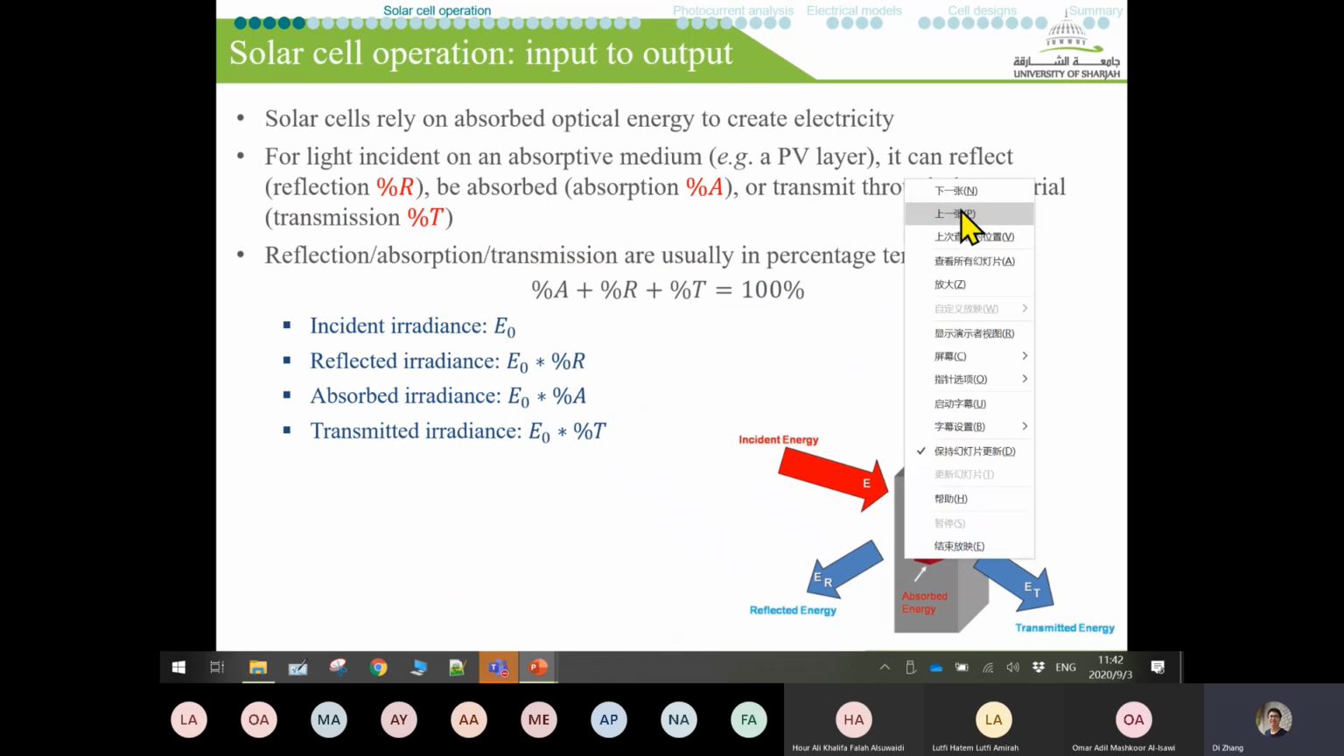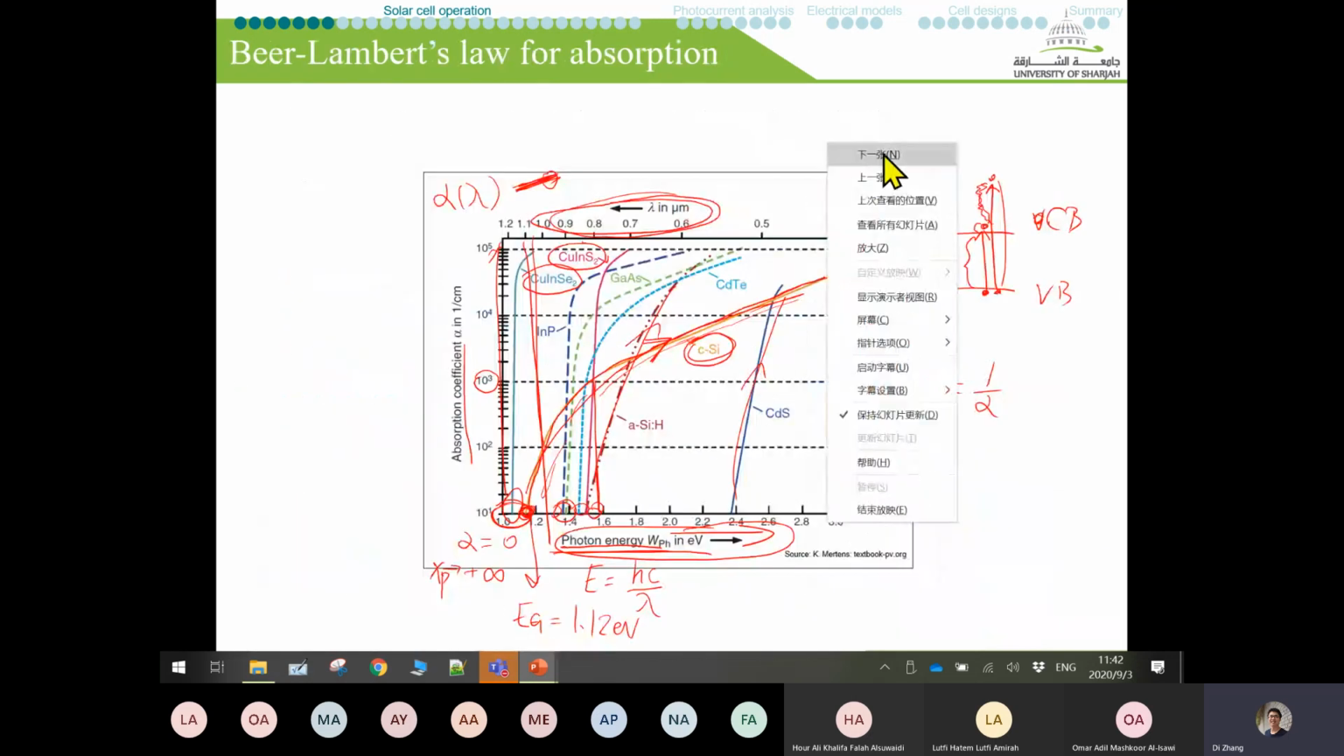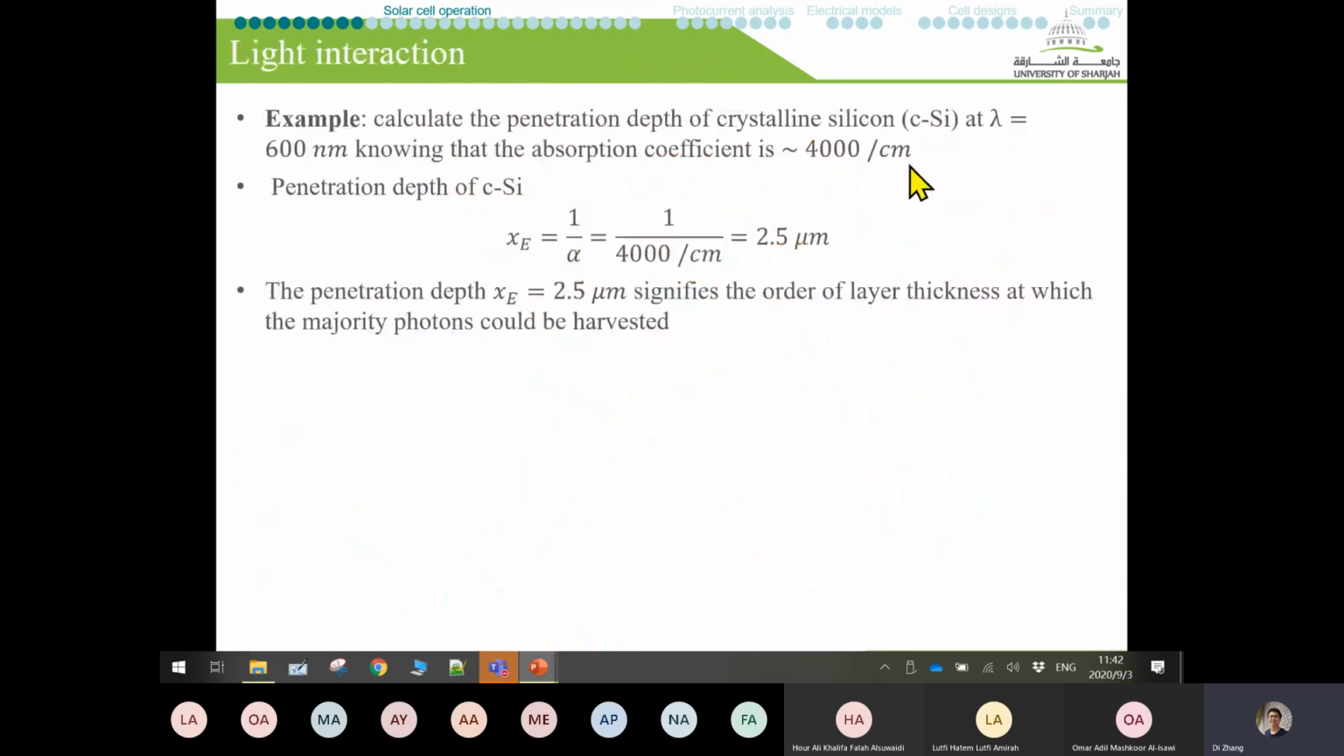I'd like to spend a little bit of time here just to remind you about this consideration in your design. So moving on, we have some calculation examples. They should be relatively easy for you at this point. First of all, calculate the penetration depth for crystallized silicon at this wavelength, 600 nanometer.